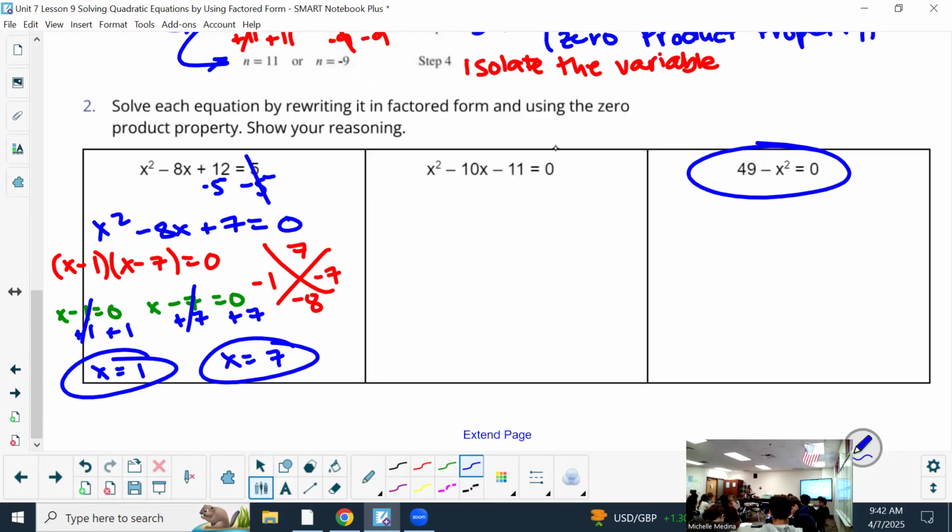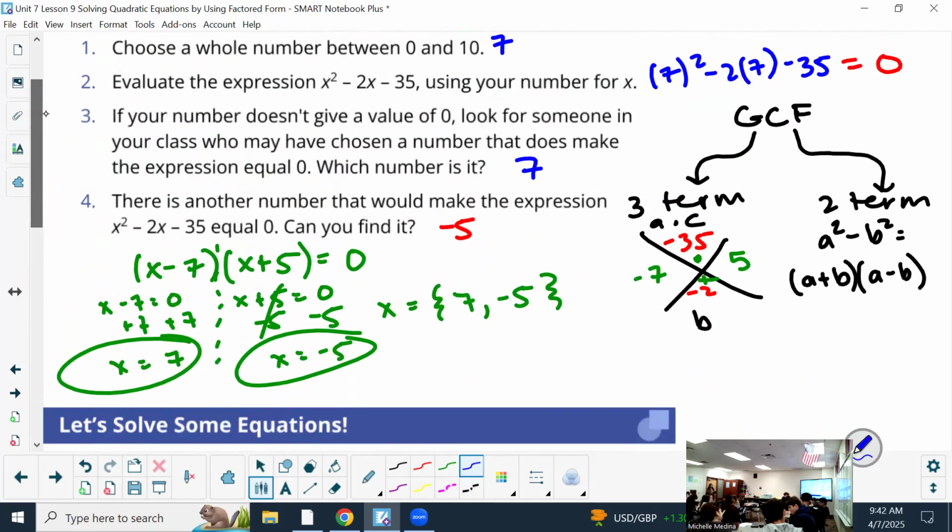So look at it. Can I use the diamond method on this one? No, you can't. You can only use the diamond method when it's a 3-term expression. This is a 2-term expression. The only way I know how to factor a 2-term expression is to 1, check for a GCF. I don't have a GCF on that one. But then 2, apply that difference of squares rule.